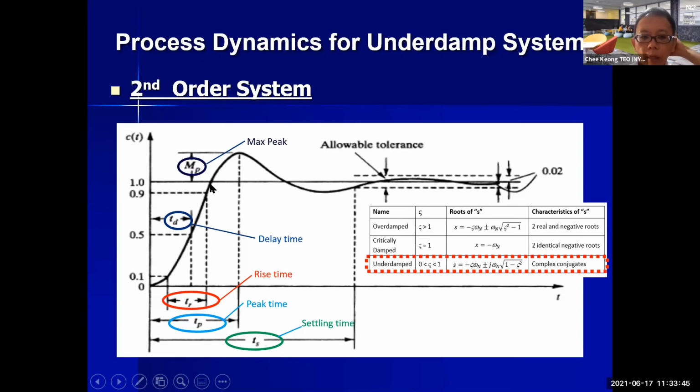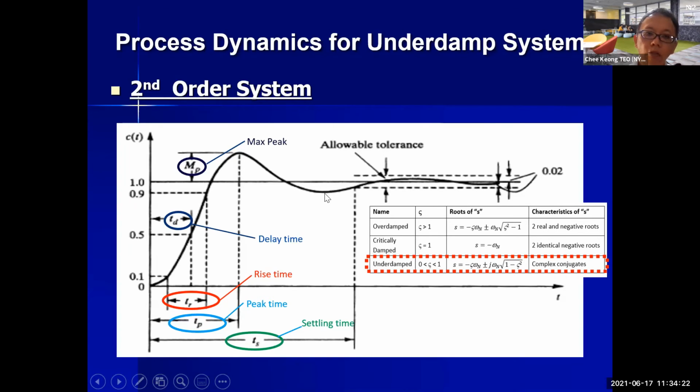Now, there is a time called T peak, which means how fast it rises from 0 to hit the maximum peak. This is the time taken for it to go all the way up to the maximum peak, called the peak time. Settling time is the time taken for it to go up and then settle down. Let's say for the 2% criterion, it must settle within plus or minus 0.02, which is plus or minus 2%. If it is 5%, then the tolerance is bigger, and therefore it will be faster to get in.